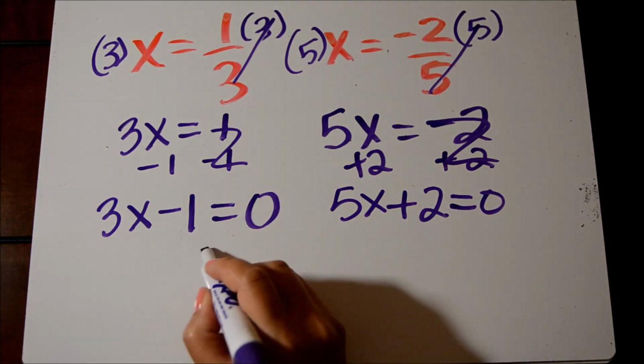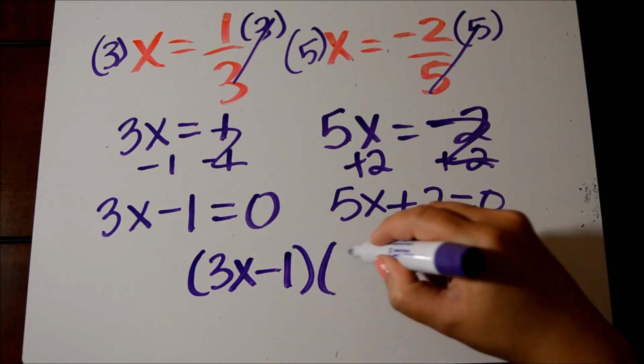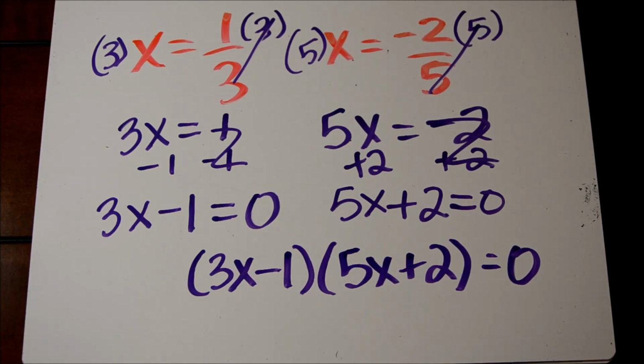These are our factors, so we're just going to write them together like this, 3x minus 1 times 5x plus 2 equals 0, and there is our quadratic equation in factored form.